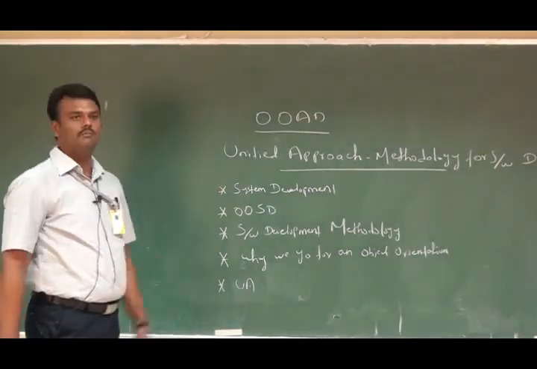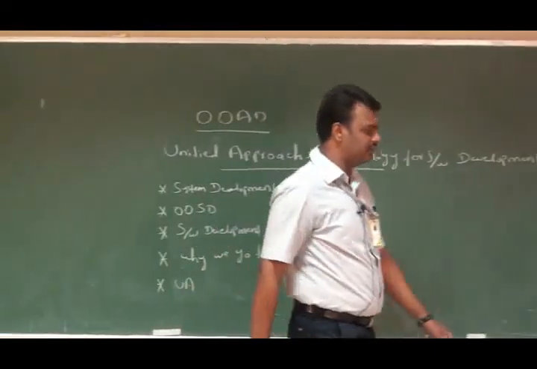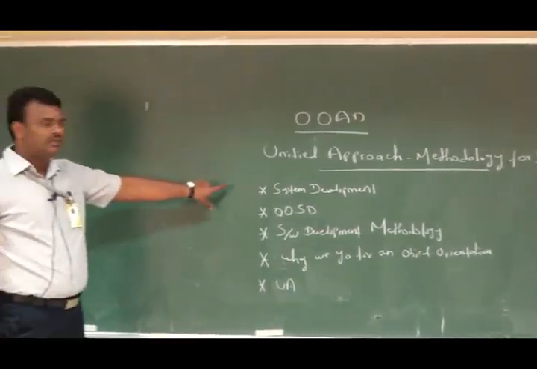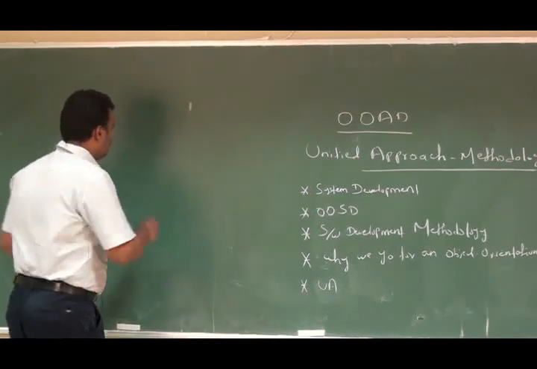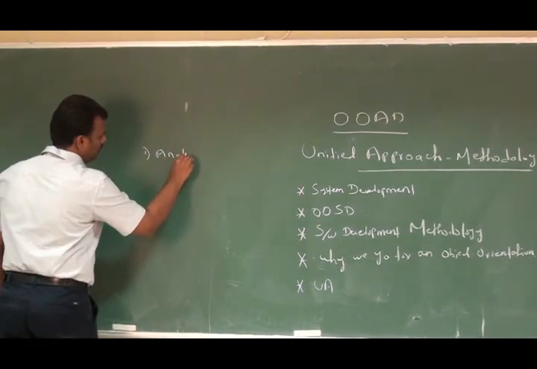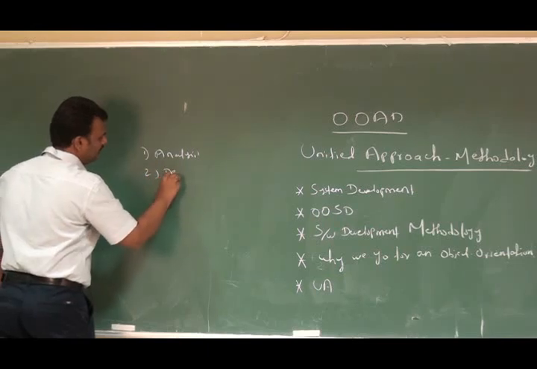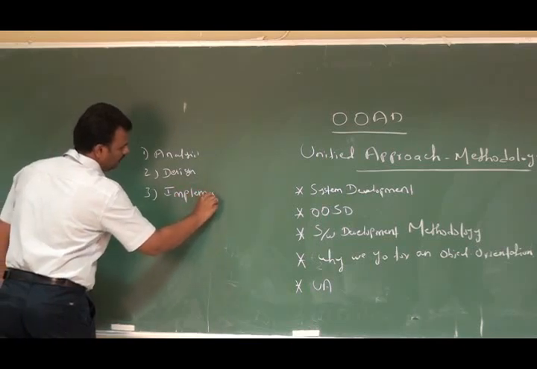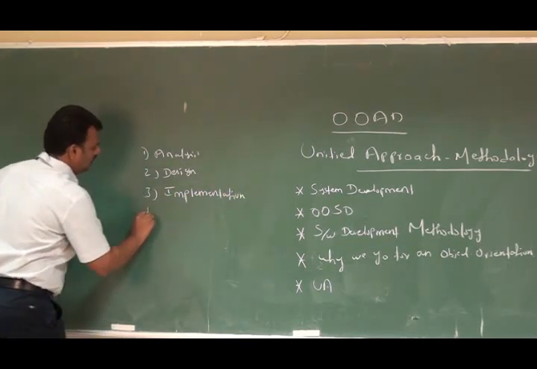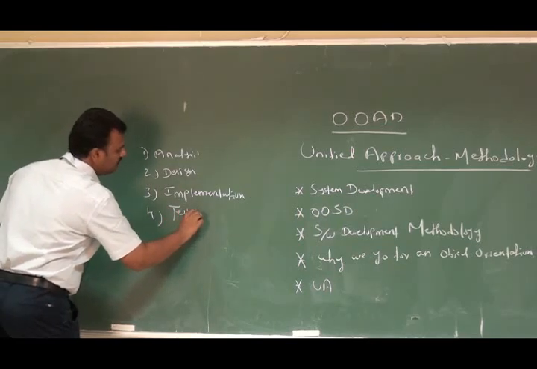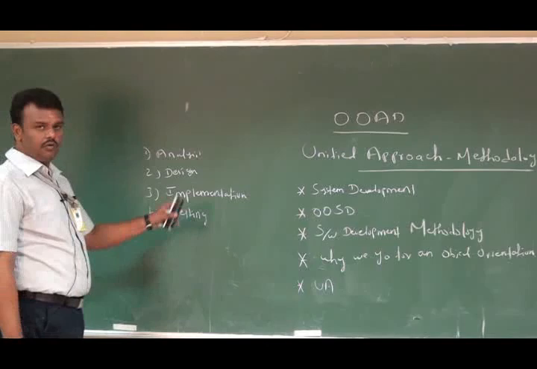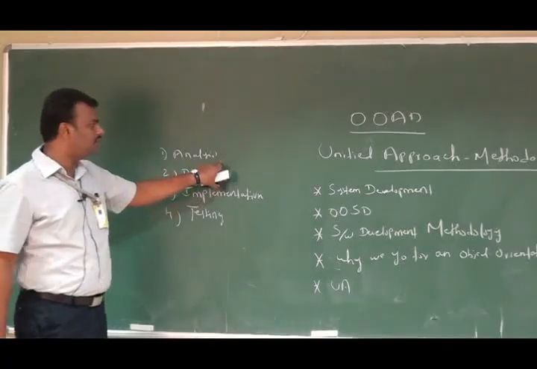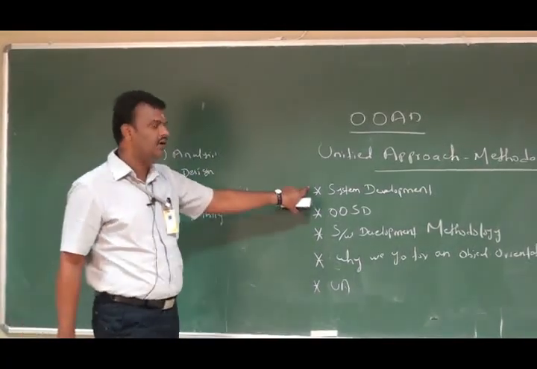First, what do you mean by system development? System development means the activities. What do you mean by activities? The system development activities are the activities that go into producing some information system solution. The activities are analysis, second the design, third implementation, and the next one is testing. These activities that go into producing some information system solution are called system development.